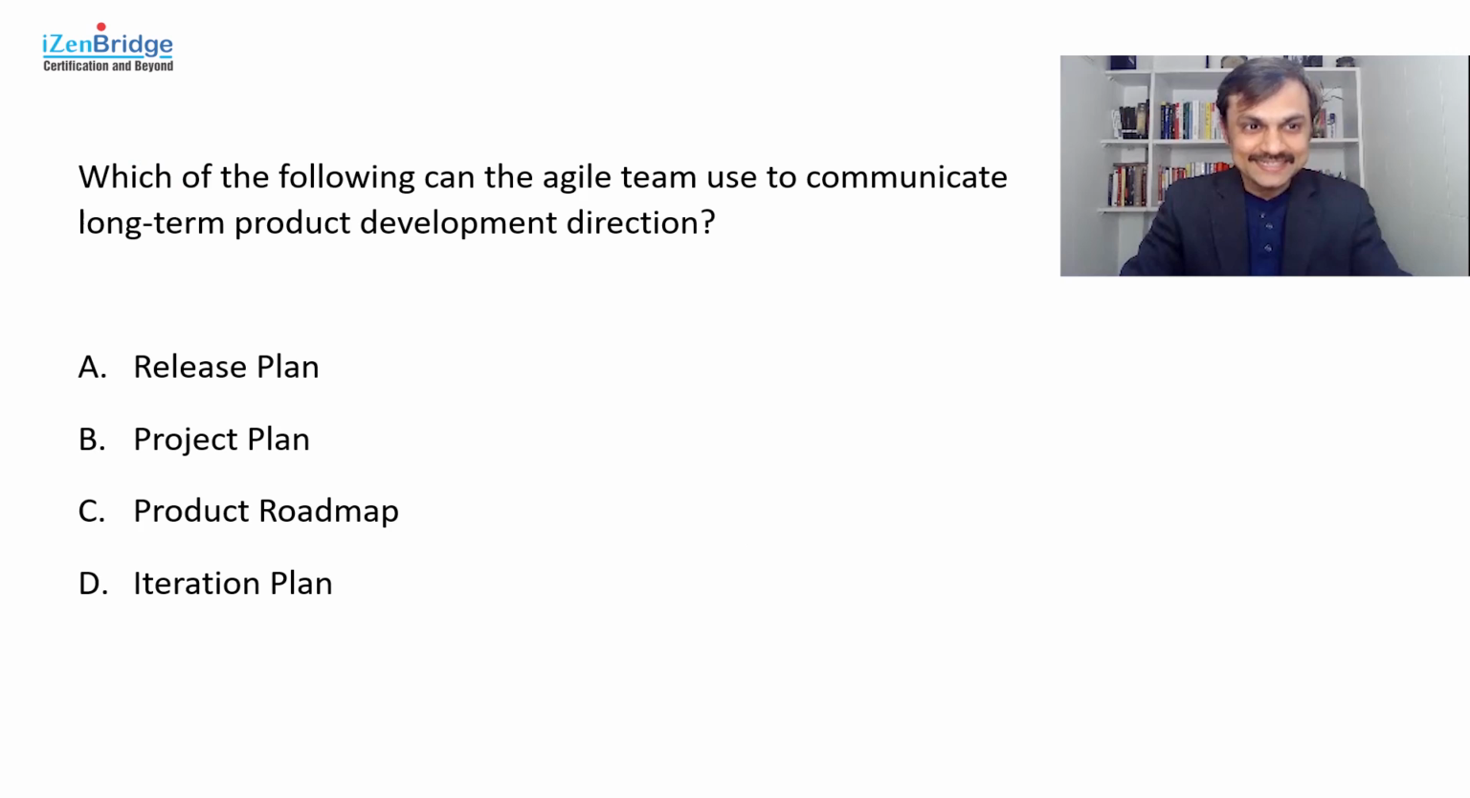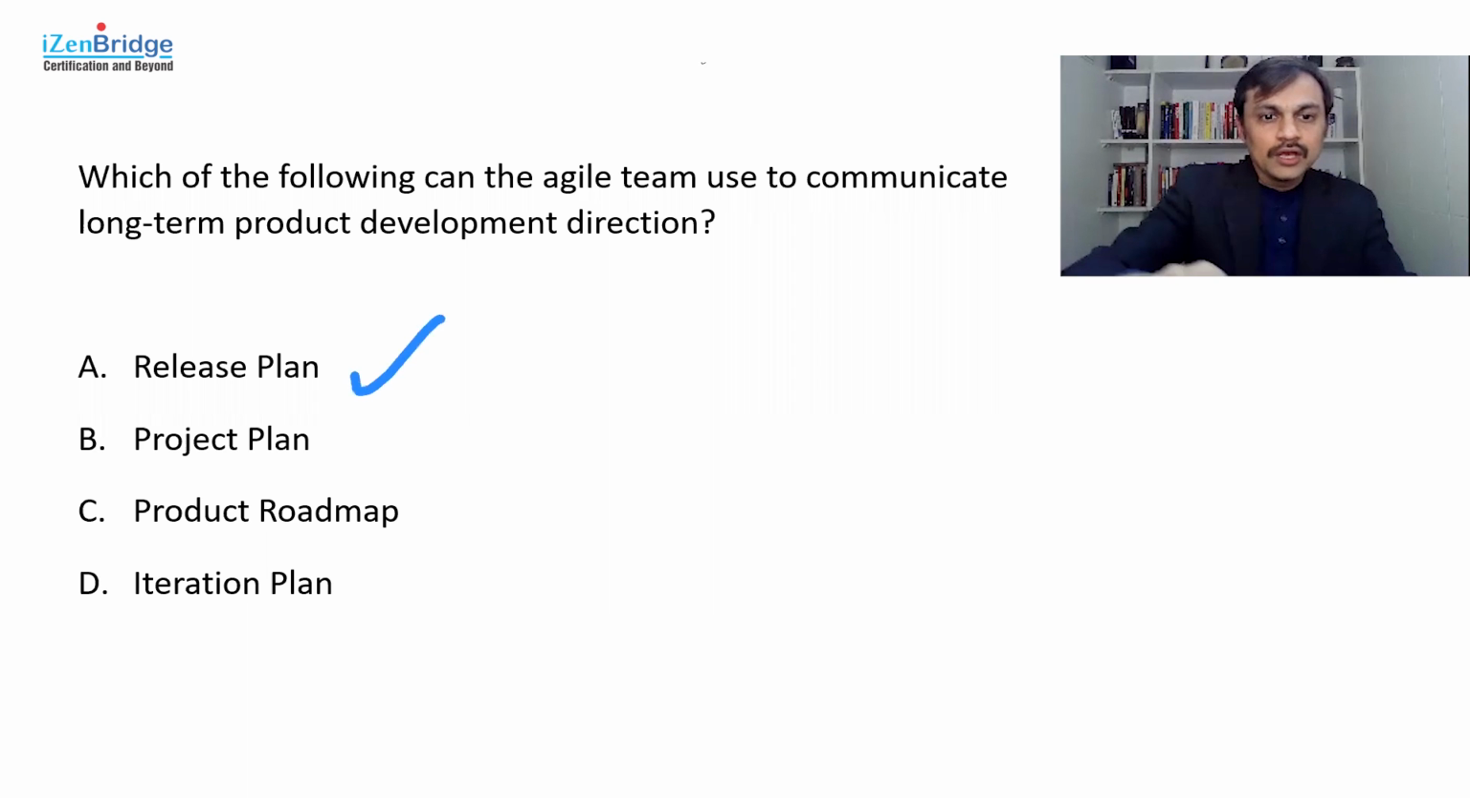Question 15. Which of the following can the Agile team use to communicate long-term product development direction? Let's look at the choices. Release plan, project plan, product roadmap, iteration plan. You can pause and think about this particular question and pick your choice. Okay, so it's time for me to pick my choices. Let's go one by one this time and explore what these terms really mean.